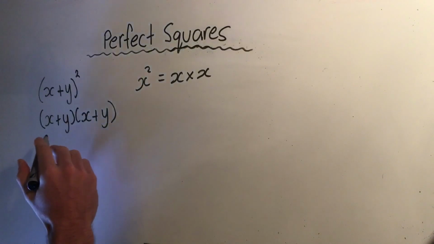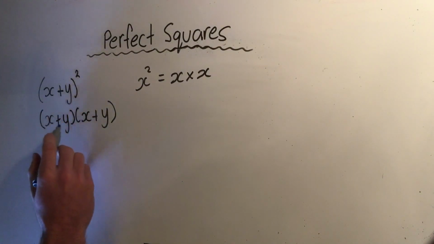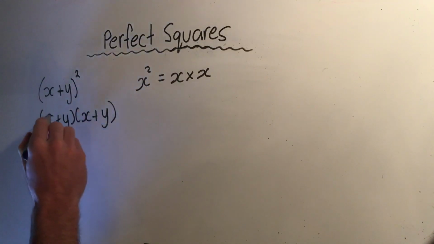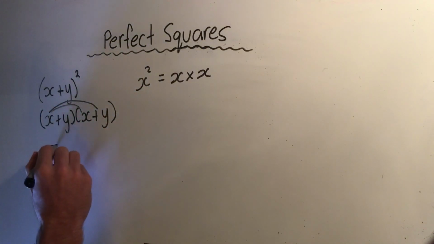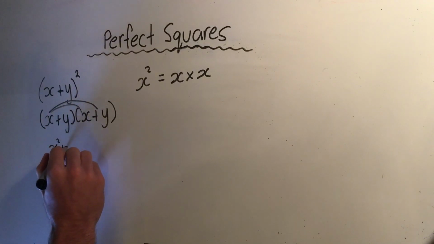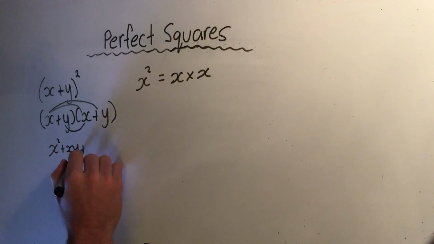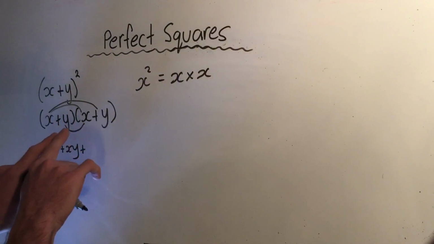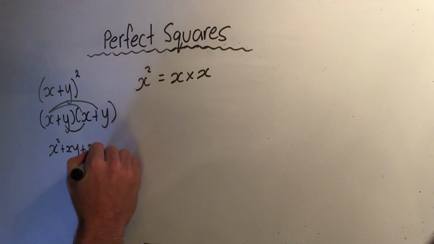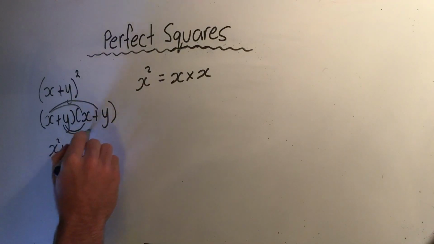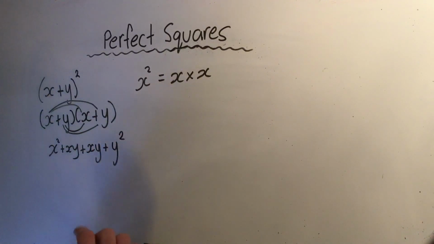And we know how to expand two brackets next to each other: we simply times each term in each bracket by each other. So we're going to do x times x, which is x squared, plus x times y, which is plus xy. Then we're going to do y times x, which can also be written as plus xy. We don't have to write it as yx. We'll write them in alphabetical order. And then we do plus y times plus y, which is plus y squared.